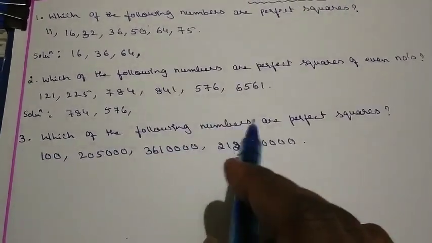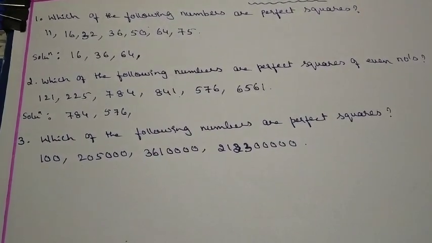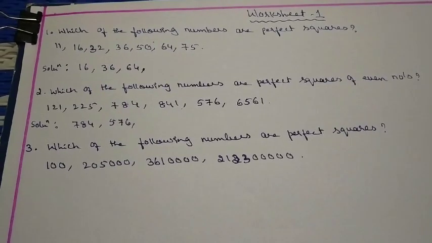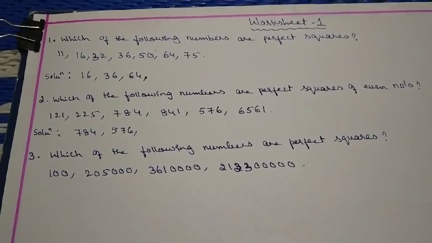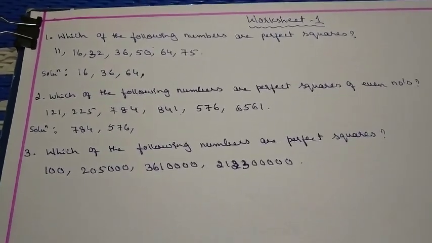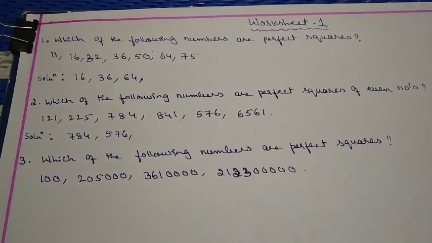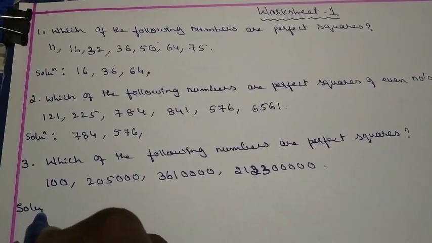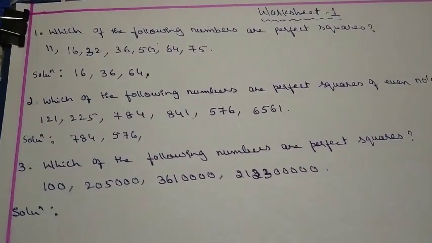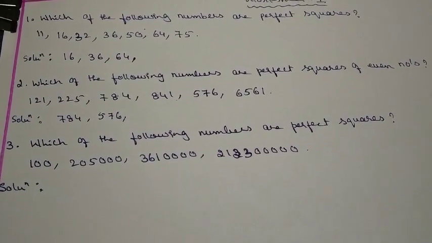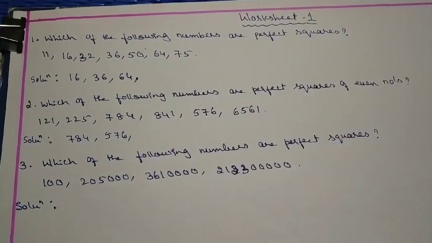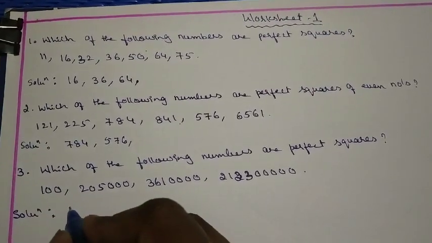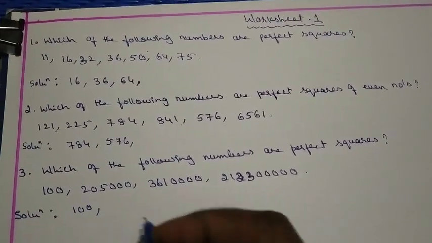So moving to the third question. Which of the following numbers are perfect squares? So without calculating through prime factors, we need to identify which of the following numbers are perfect squares by knowing the facts which we learnt, children. So the first number is 100. You observe 100 consists of 2 zeros. That is an even number of zeros, and 100 is a perfect square. Therefore 100 is a perfect square.